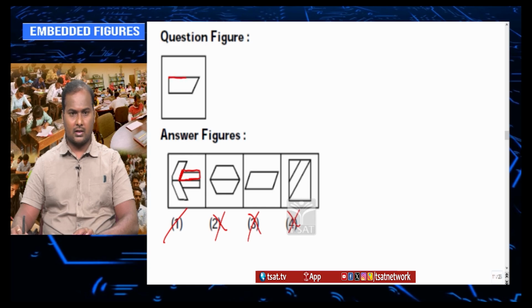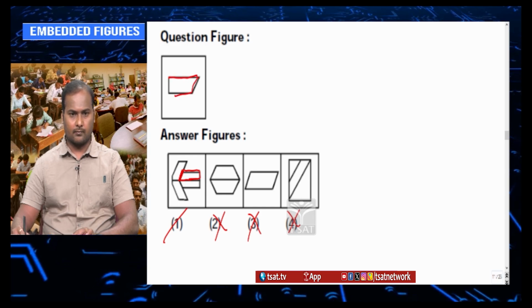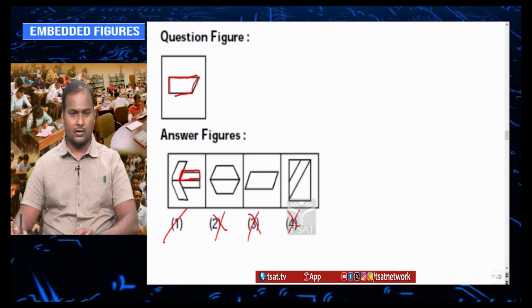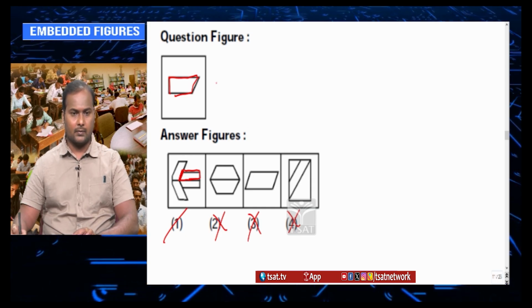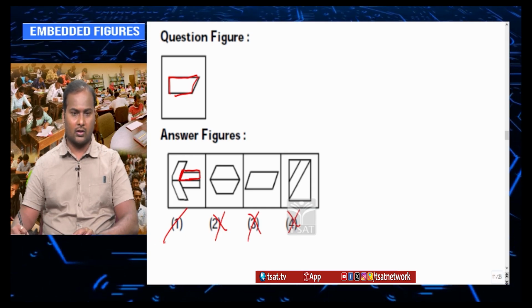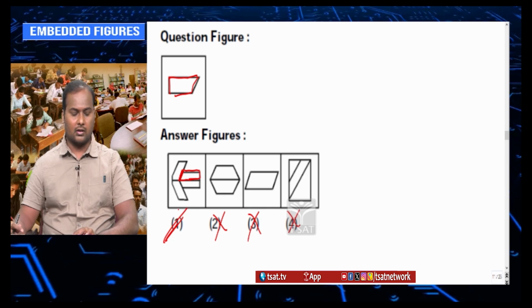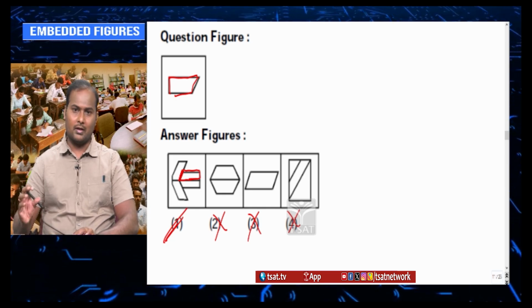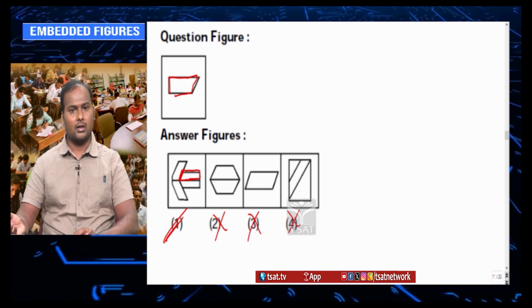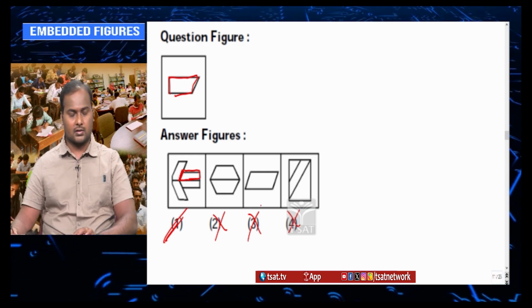See, it is not exactly like this that it is present. You can even rotate it. It is actually inverted and again rotated from top to bottom. So when you invert it and again rotate from top to bottom, then you will get option 1. Don't expect that it is going to be as it is in the answer figures. No, it is not. He may rotate it and put it in the answer figures.